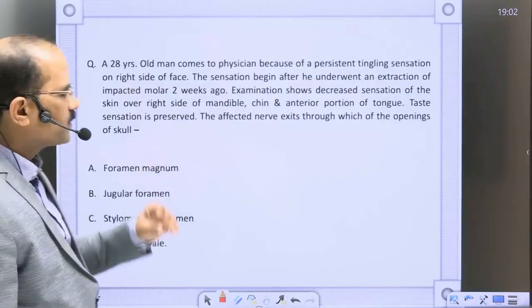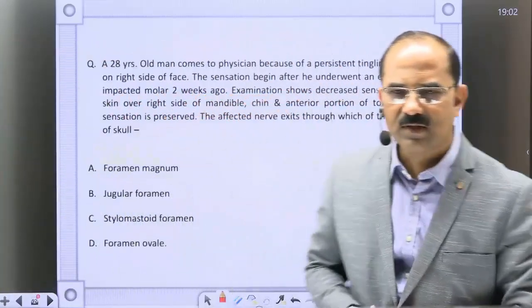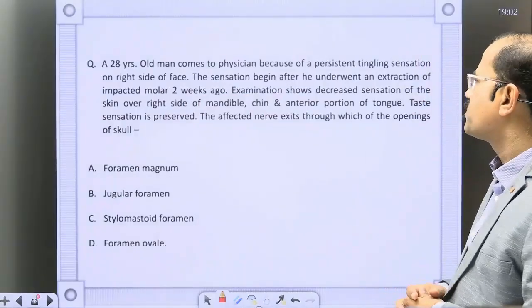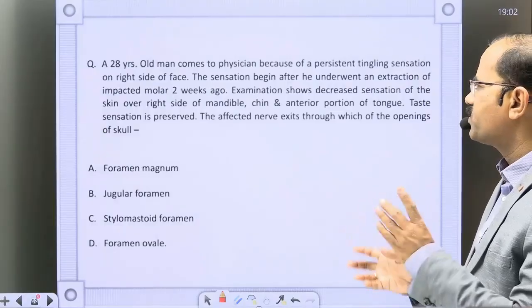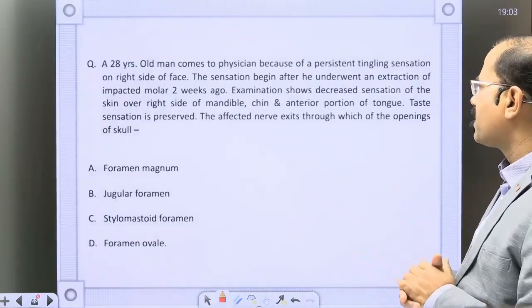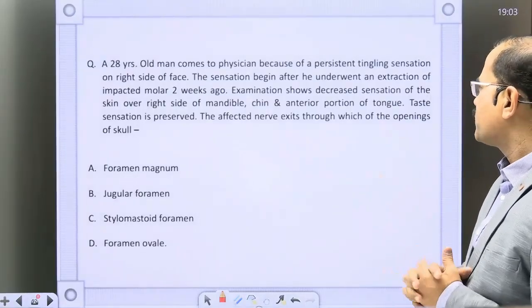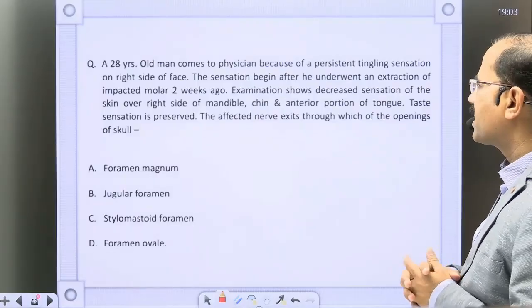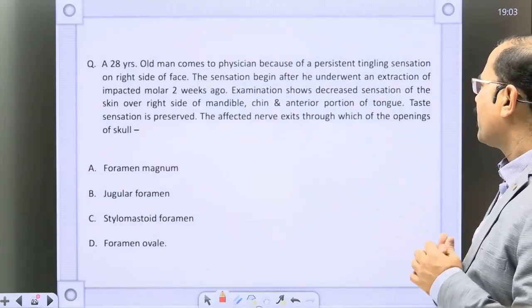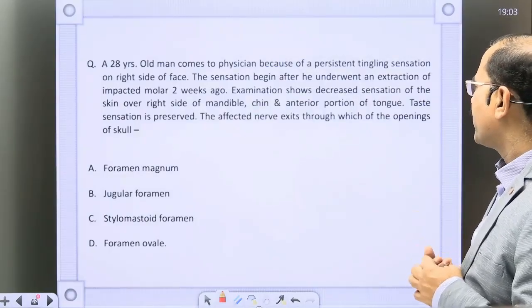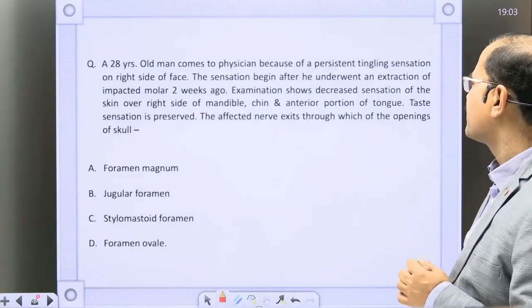Okay, answer this MCQ. This is the MCQ that you will be getting. A 28 year old male comes to the physician because of persistent tingling sensations on the right side of the face. The sensation begins after he underwent an extraction of an impacted molar tooth. Examination shows decreased sensation of the skin on the right side of the mandible and the anterior portion of the tongue. Taste sensation is preserved. The affected nerve exits through which of the following openings?